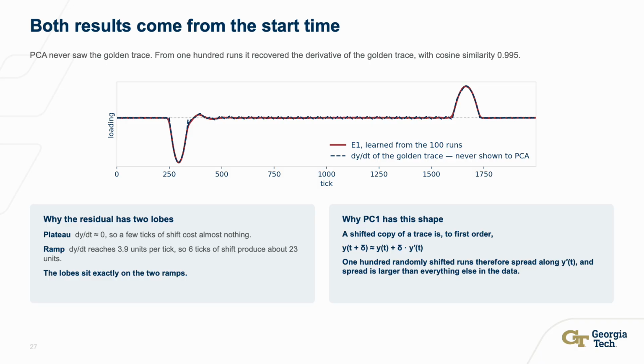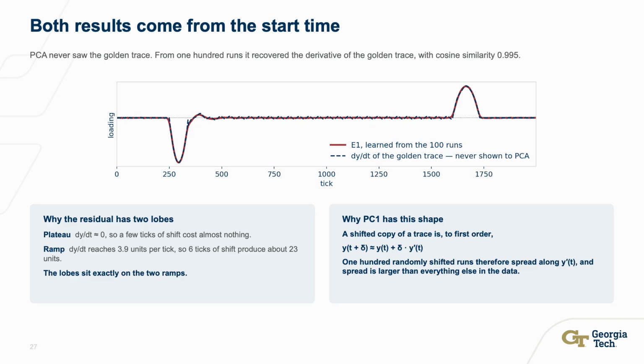Take the residual detector first. The residue is the run minus the golden trace. If a run is shifted by a time delta, then at each point that difference is approximately delta times the local slope. On the plateau, the slope is about 0, so a few ticks of shift costs nothing. On the ramp, the slope reaches about 4 units per tick, so 6 ticks of shift produces roughly 24 units of residual. The two lobes are that identity and they sit exactly on the two ramps because this is where the slope is large.